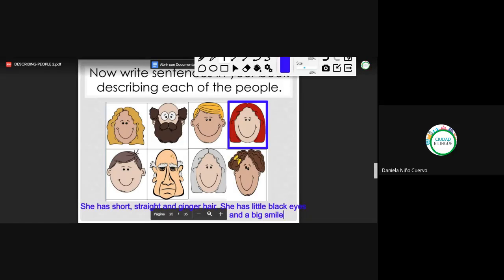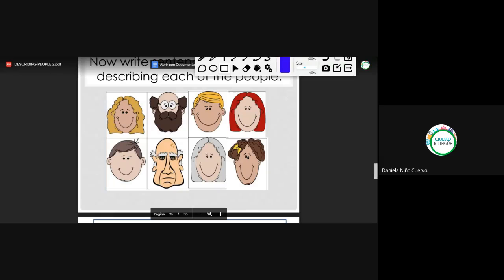All right. We continue with Tati. You are going to describe this character, please, over here, the character number five. Okay. He has short and brown... You want to say the hair? Yes. Short brown hair. Yes, very good. Short brown hair.